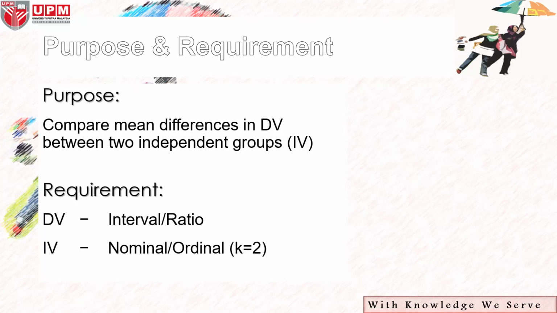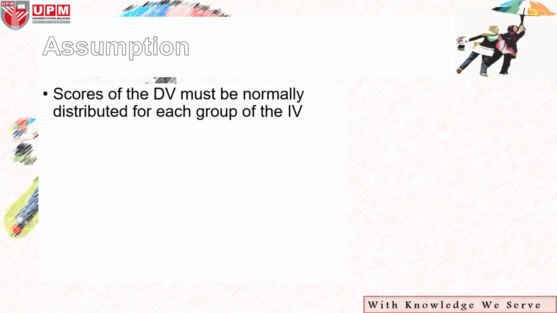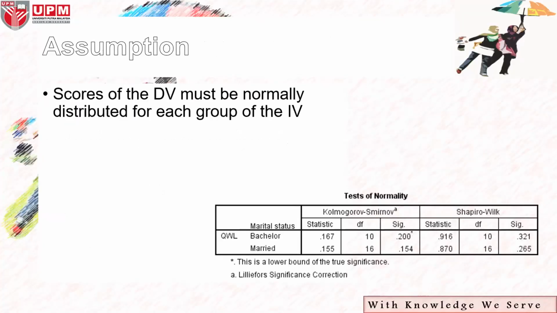Okay. So the requirement for DV, the DV must be interval or ratio, but the grouping, the IV ni must be nominal or ordinal, in which the number of group must be exactly 2. Cannot be less or cannot be more than 2, only 2. Okay, so the assumption, the score of the DV must be normally distributed for each group of the IV. Okay, itu saja requirement dia. And then lagi satu, sebenarnya the data must be randomly selected. Itulah. Okay.